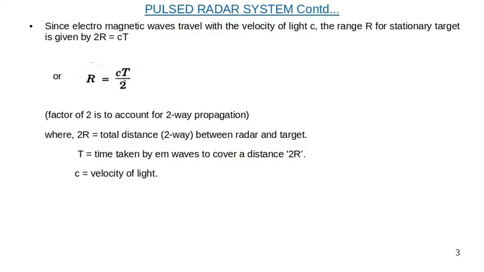Then, since electromagnetic waves travel with the velocity of light c, the range r for stationary target is given by 2r is equal to c into t, where this factor 2 is to account for two-way propagation. And from that we can write r is equal to ct by 2, where 2r is the total distance between the radar and the target, t is the time taken by the electromagnetic waves to cover the distance 2r, and c is the velocity of light.